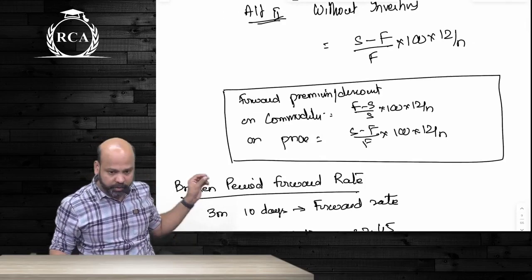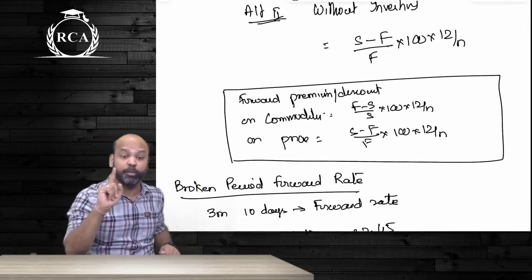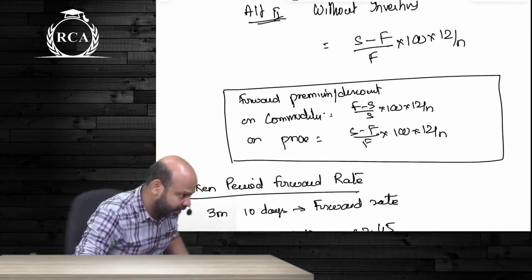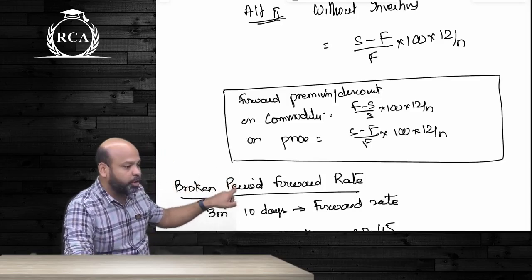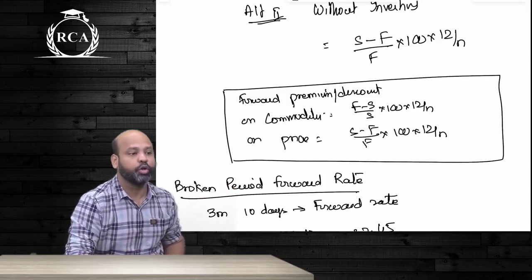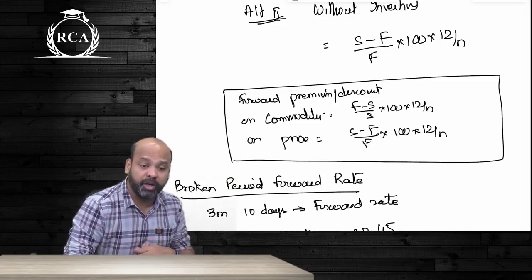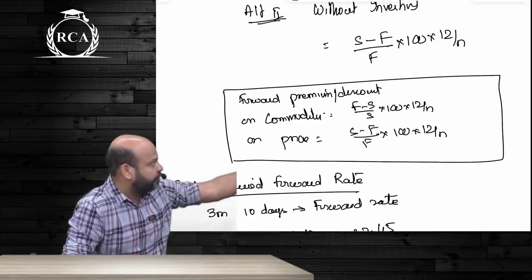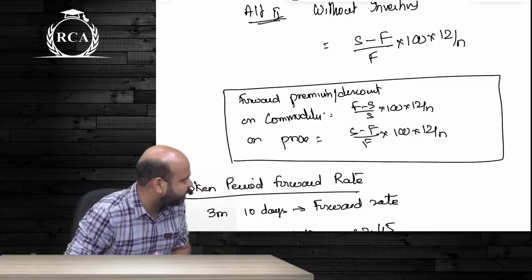These are the formulas. So by default, remember, it is always on commodity. You're not going to compute it on price. Only if they ask us to compute it on price, beta, the answer will be S minus F divided by F into 100 into 12 by N. Alternatively, you can always invert the quotes, beta, and use the same formula that we've used before. F minus S divided by S.